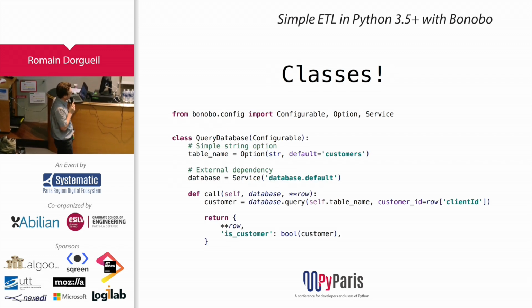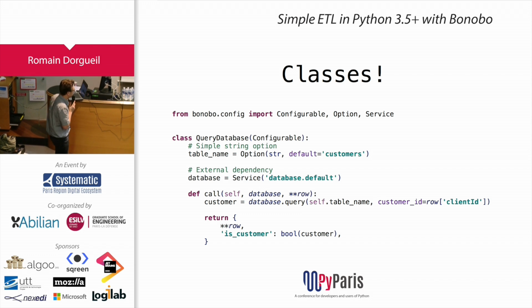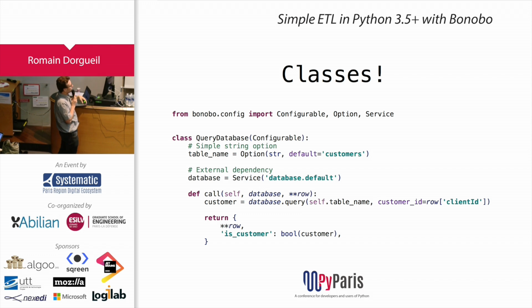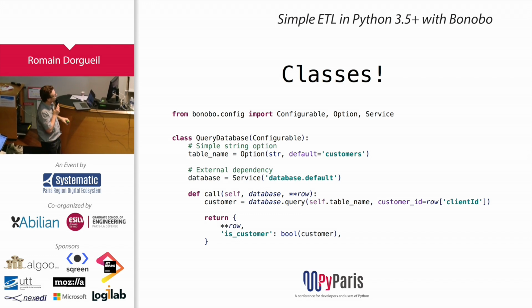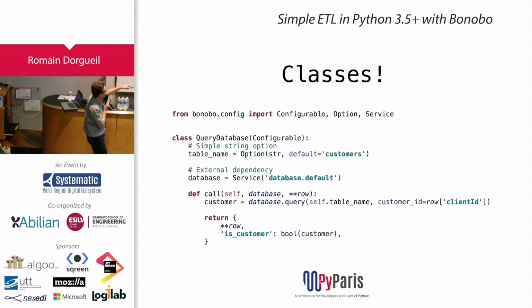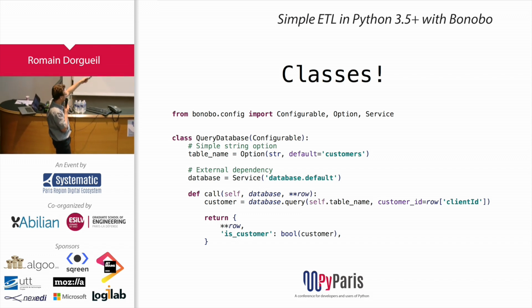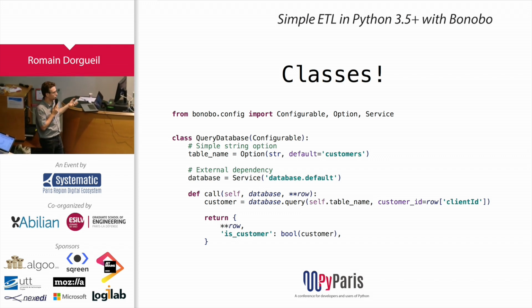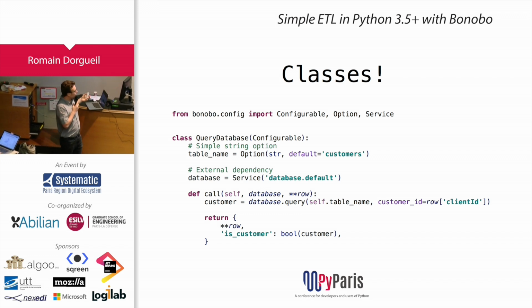And you can also have class-based transformations. It's not required to use configurable, because I just need something that can be called. So if you implement __call__ on any object, you can add it in the graph. But there is a configurable base class that you can use to specify options, which are basically something the constructor can take, and services, which are symbolic names that represent external services, and you will be able to provide the implementation at runtime only.